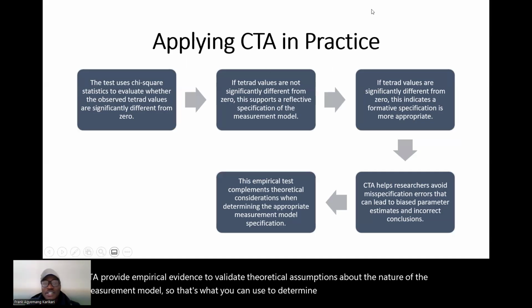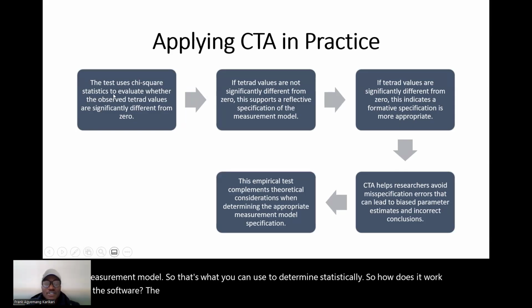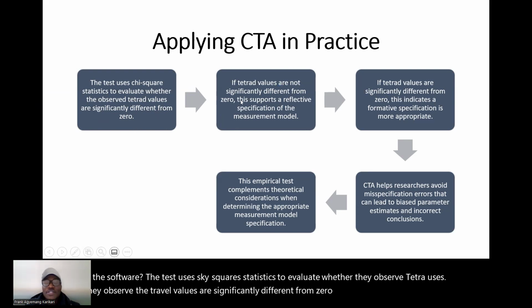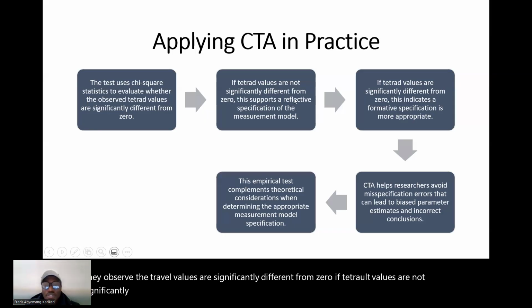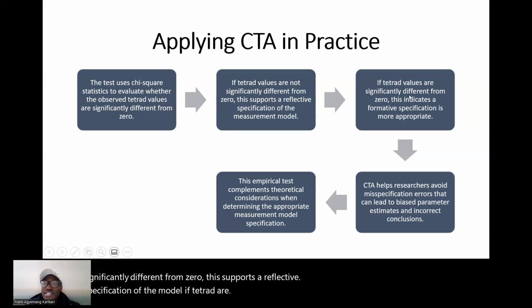So how does it work in the software? The test uses chi-square statistics to evaluate whether the observed tetrad values are significantly different from 0. If tetrad values are not significantly different from 0, this supports a reflective specification of the model. If tetrads are significantly different from 0, this indicates formative is more appropriate.